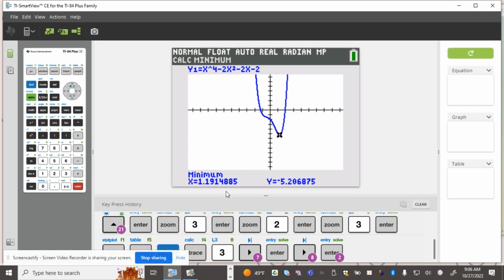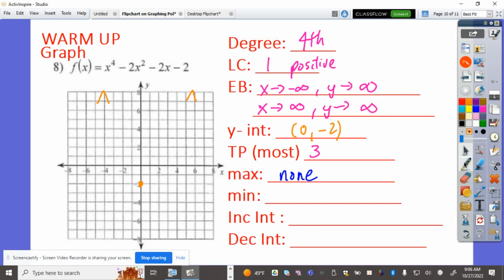So the minimum here will be what now, big boy? 1.2, negative 5.2. Are we all good with that one? So the minimum is 1.2, negative 5.2, right? So plot the points, 1.2 approximately here, negative 5.2 right there. We'll connect them. Just try to graph and copy it as much as you can. It's going to be a rough sketch graph.